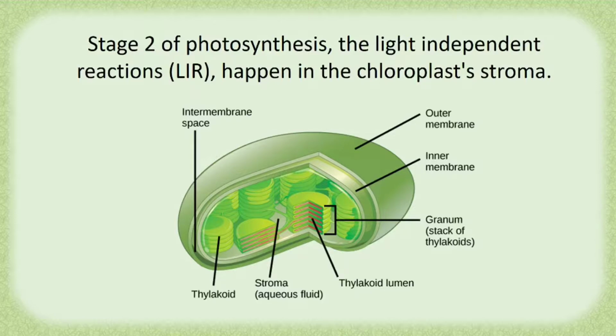For stage 2 of photosynthesis, known as the light-independent reactions, we move outside the thylakoids into the stroma. The stroma is a space inside the chloroplast filled with an aqueous solution. So we're going to be looking at a series of reactions that take place in solution in the stroma.